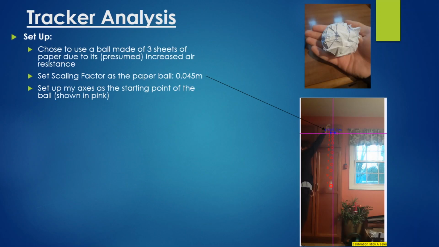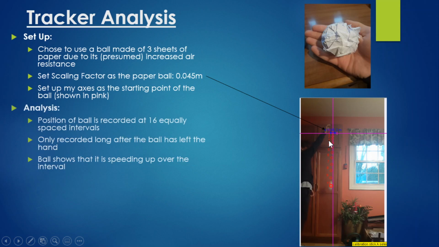And now, for the setup, I chose to use a ball made of 3 paper sheets due to its presumed air resistance. And on Tracker, I set the scaling factor as the width of the paper ball, which was 0.045 meters, and set the axis at the starting point of the ball, shown in pink. For the analysis, I recorded the position of the ball at 16 equally spaced time intervals, and the ball shows that it was speeding up over the interval.